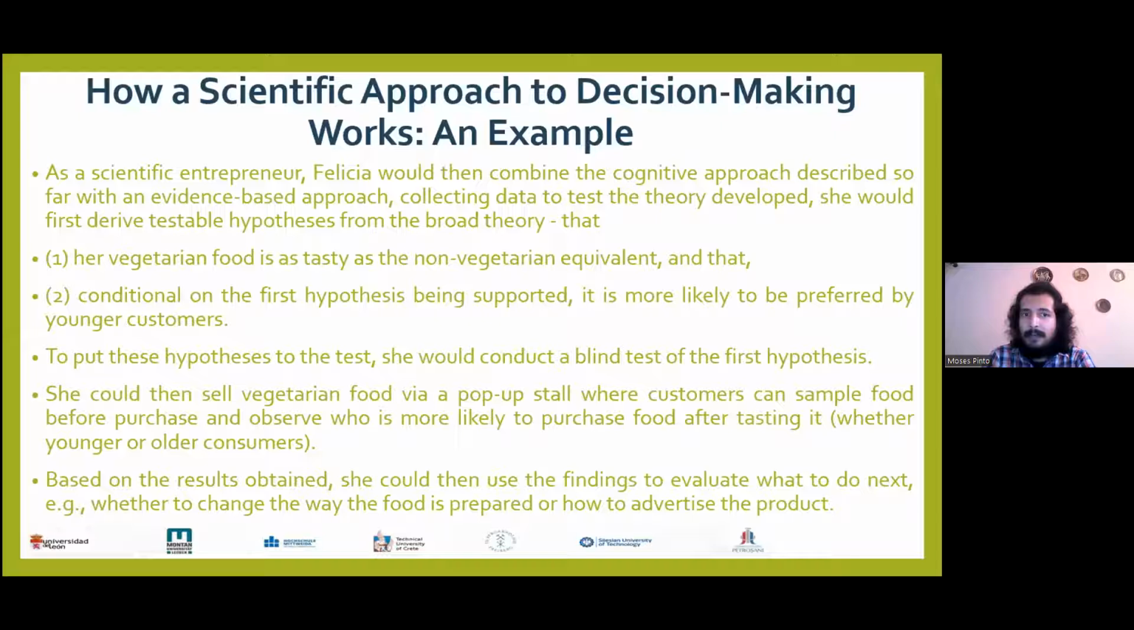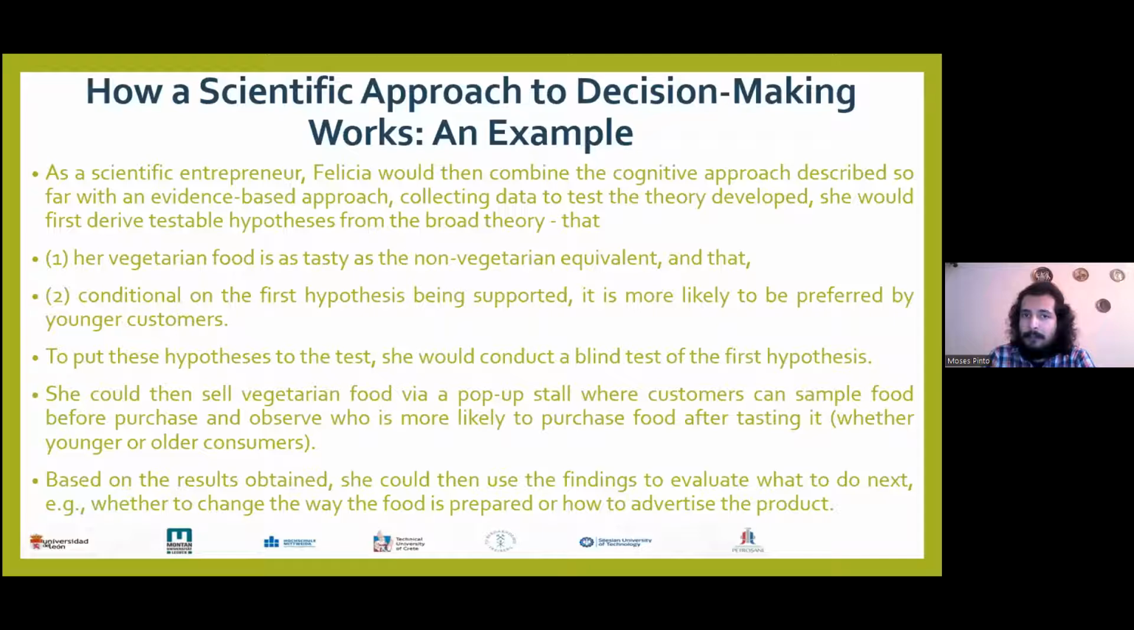the broad theory. That is, one, her vegetarian food is as tasty as non-vegetarian equivalents, and two, conditional on the first hypothesis being supported, it is more likely to be preferred by younger customers. So now she has developed two hypotheses using the scientific approach.